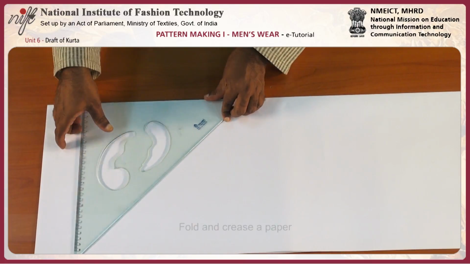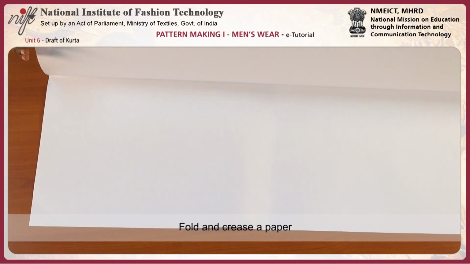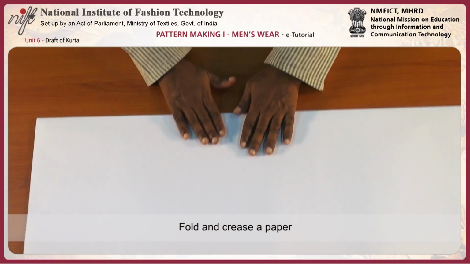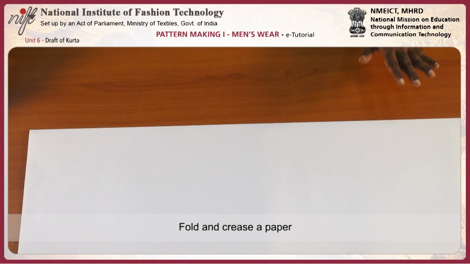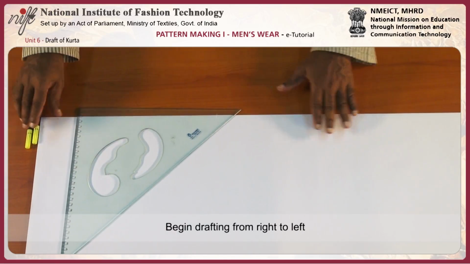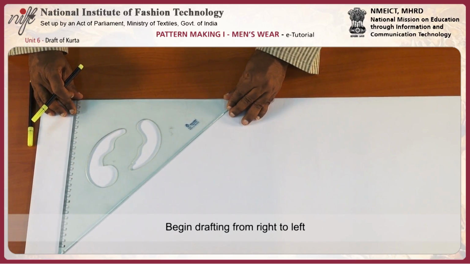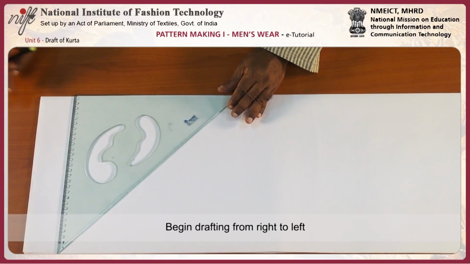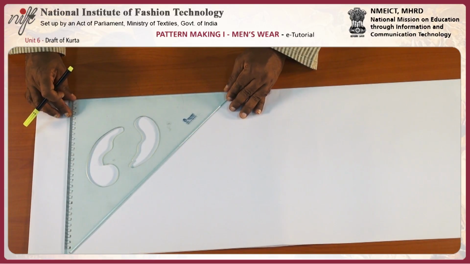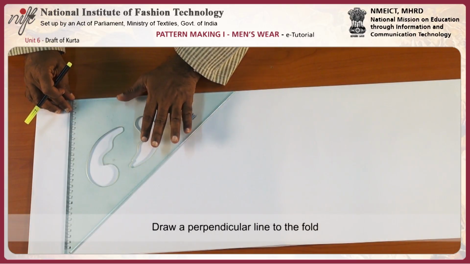Take a paper, unfold, crease it thoroughly, then start drafting from right to left by leaving 2 inches from the right edge. Draw a perpendicular line to the fold.